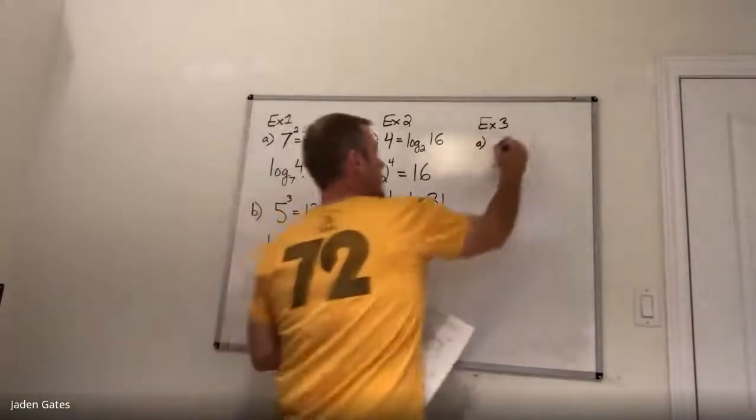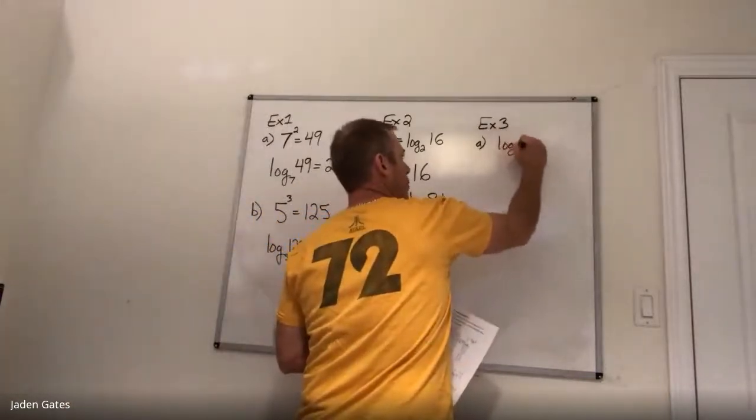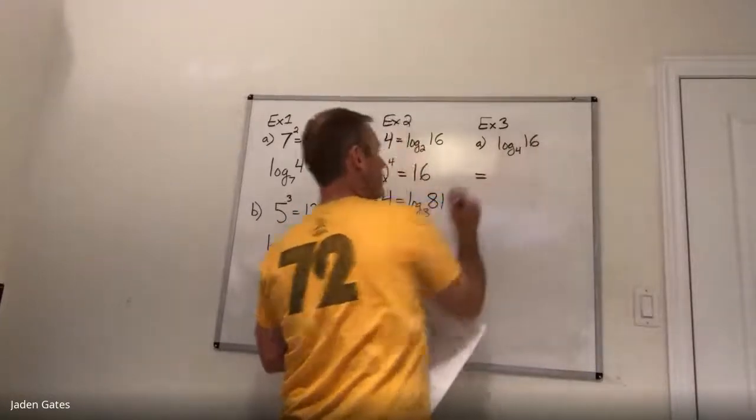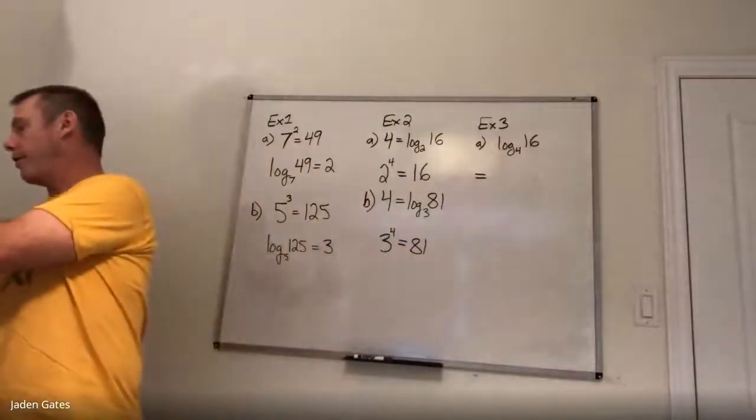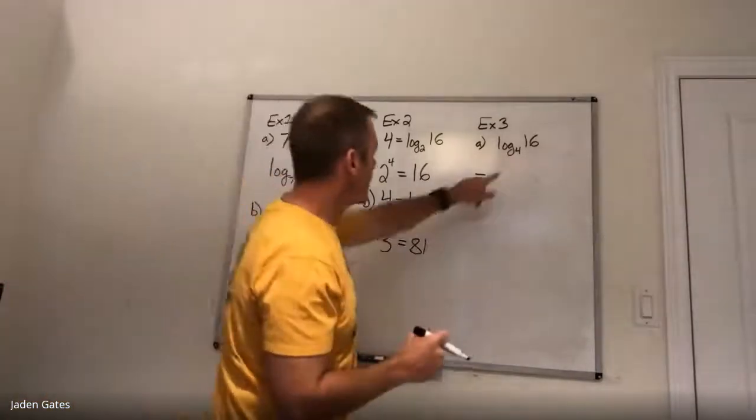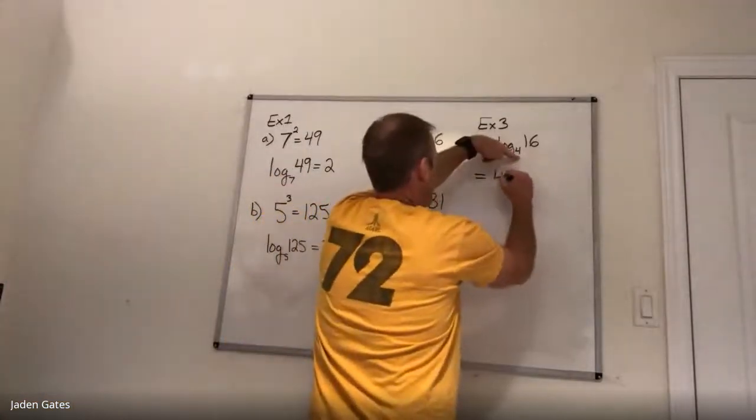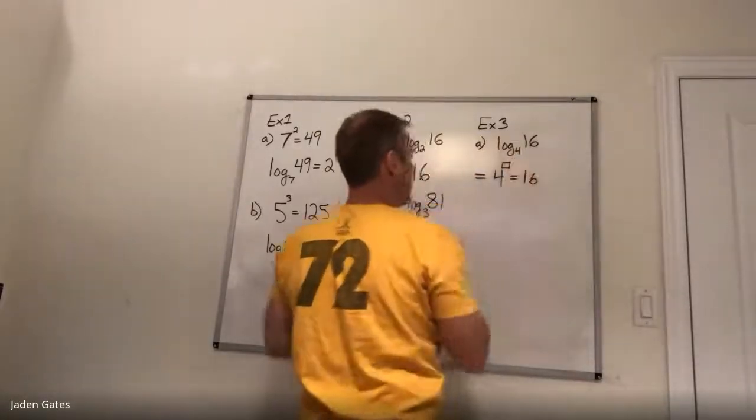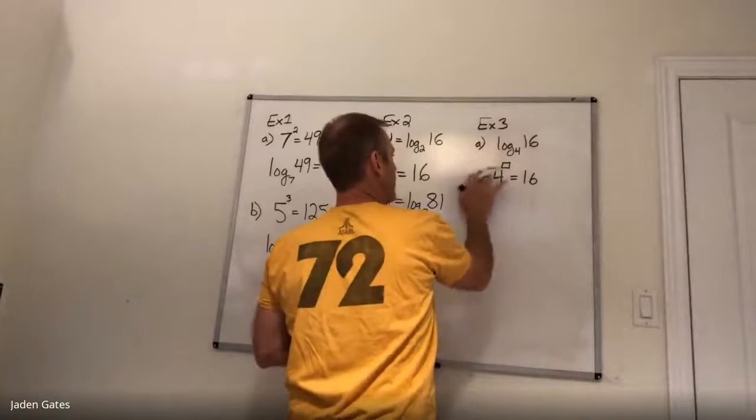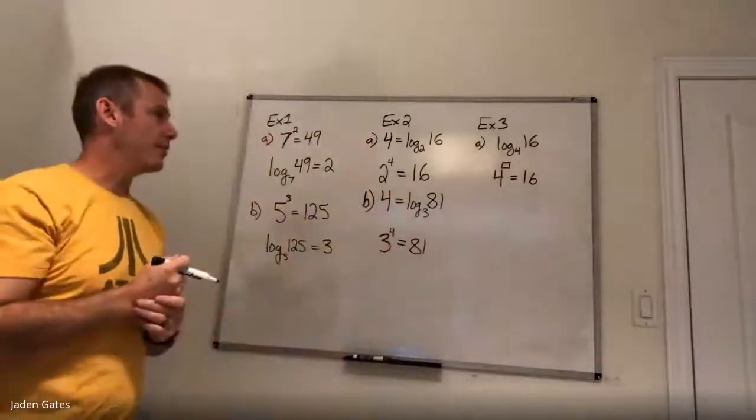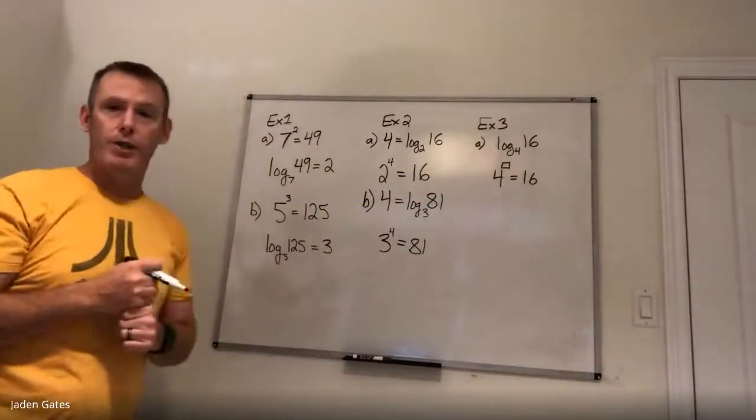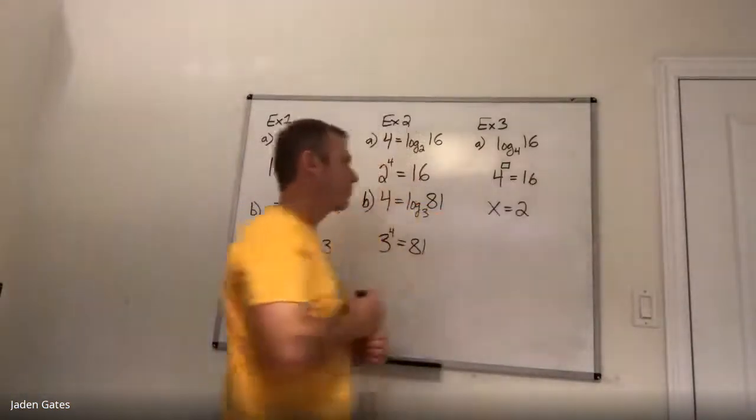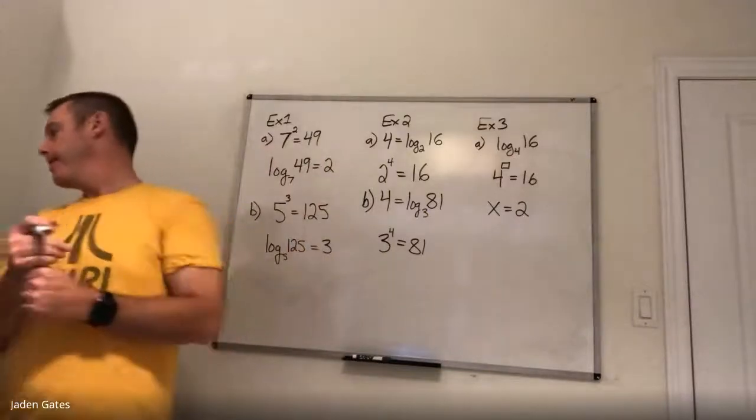We have evaluates. We're actually going to figure something out here. Log base 4 of 16. All right, so we're not just changing the forms here. We're actually figuring out an answer. And what that's saying is, here's my base, here's my answer. What would the exponent have to be? 4 to the power of what would give you 16? Well, that answer is 2. 4 to the power of 2 would give you 16.